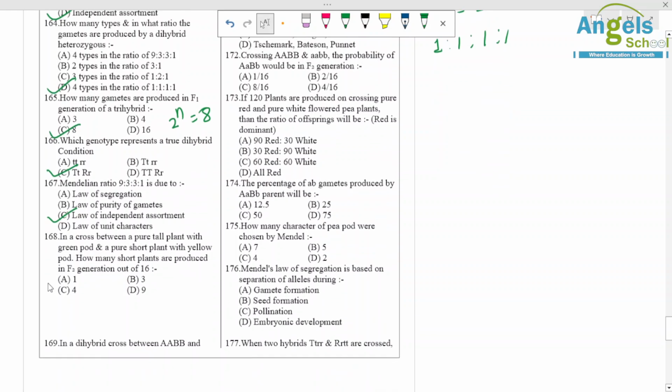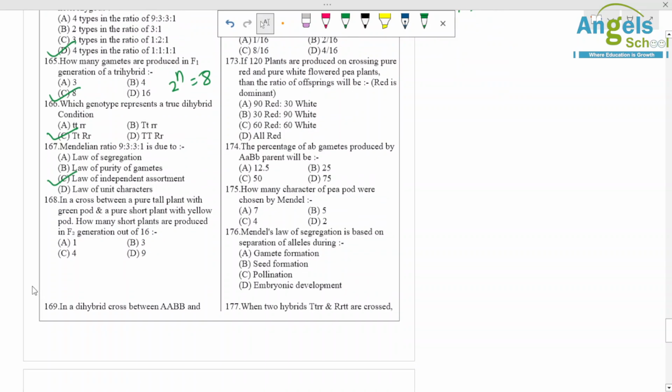In a cross between a pure tall plant with green pod and a pure short plant with yellow pod, how many short plants are produced in F2 generation out of 16? So in F2 generation, from 4 plants we get one short plant. So if we have 16 progeny, then we can get 4 plants out of 16.